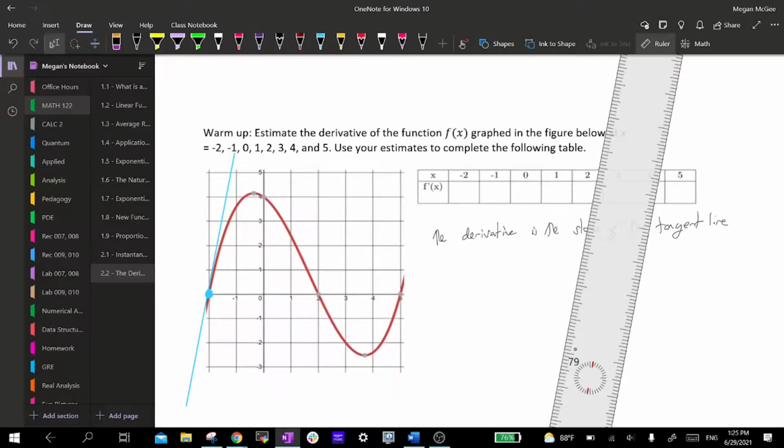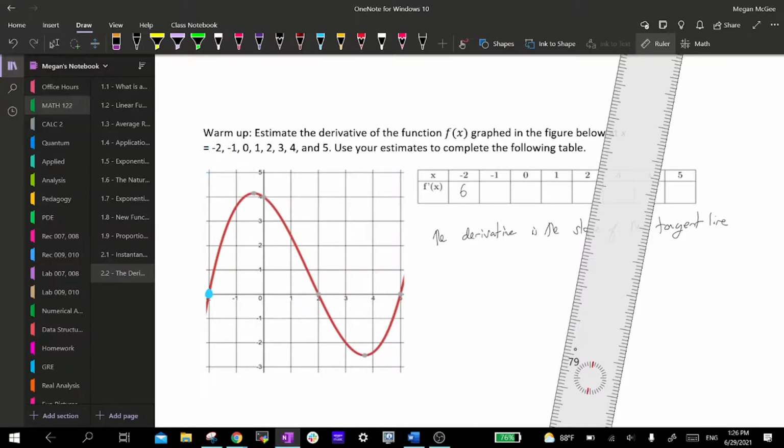Well, the slope is the rise over the run, right? So we can do a rough estimate of the slope by seeing how many units we go up to how many units we go over. So let's see, here's 1, 2, 3, 4, 5. I'm going to pretend this keeps going up here. 6 units up and 1 unit over. So 6 over 1, that gives us a slope of +6.